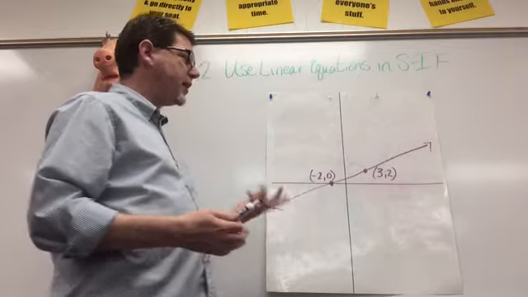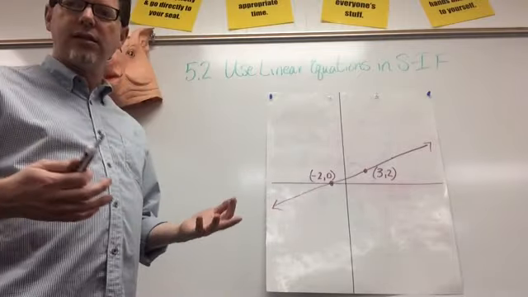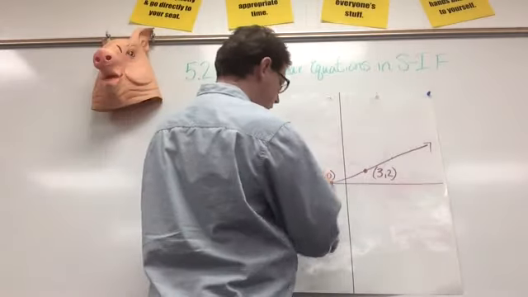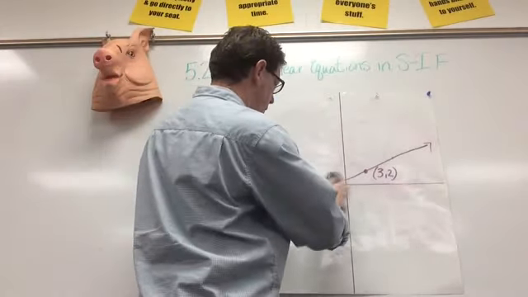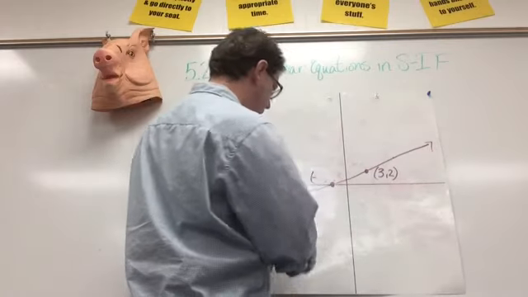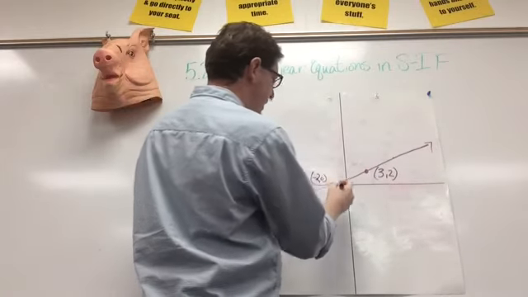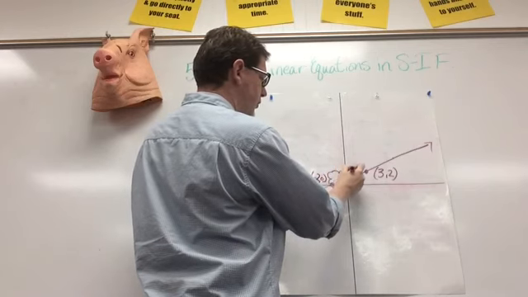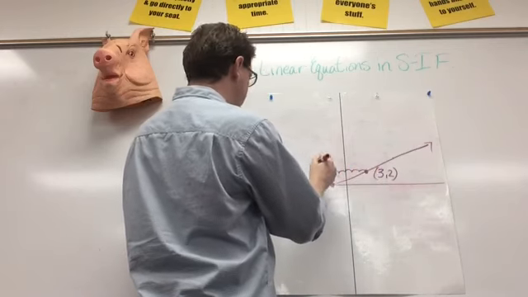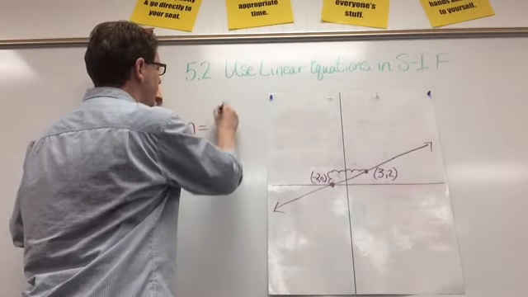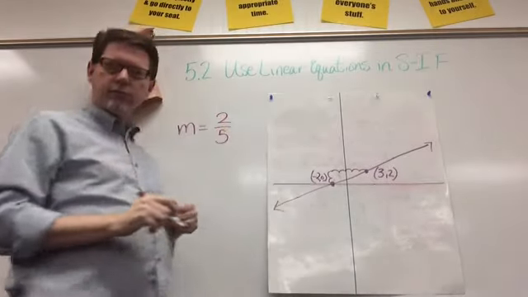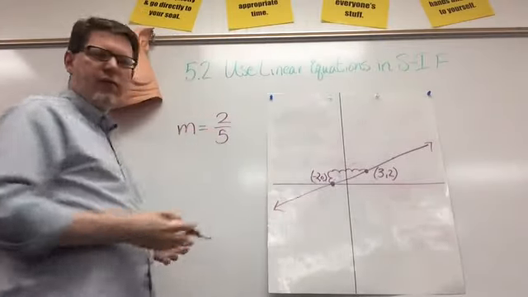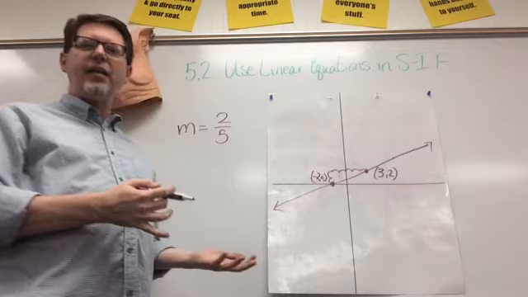Well, since I have a graph, I can use my graph to find the slope by going from the bottom point to the top point. Now in this case, I'm going to move this point over so I can see it better, (-2, 0). I go up 1, 2, and then I go across 1, 2, 3, 4, 5. So that gives me a slope of 2/5. Again, I just use rise over run, and I got 2/5. So now I need to plug that into my equation.